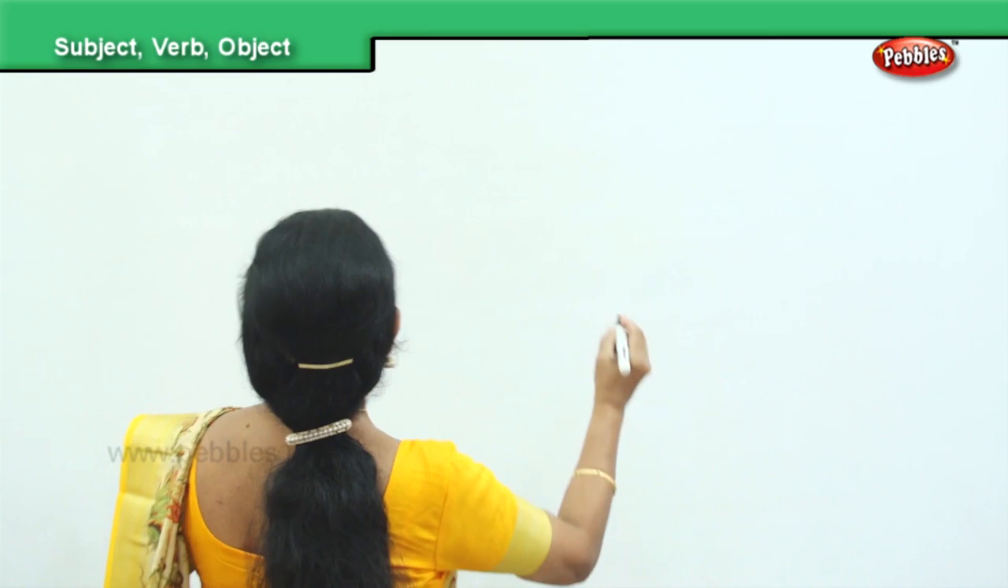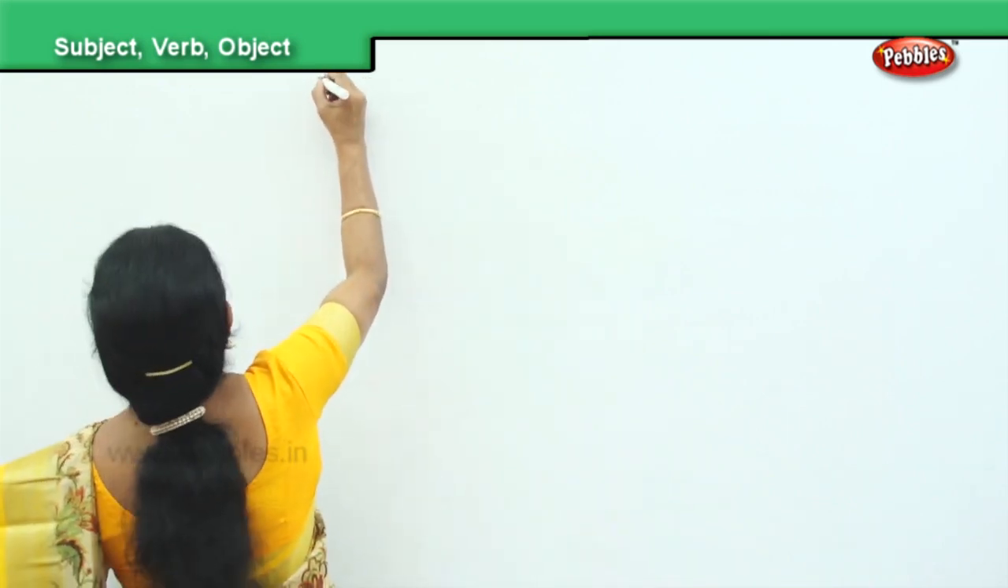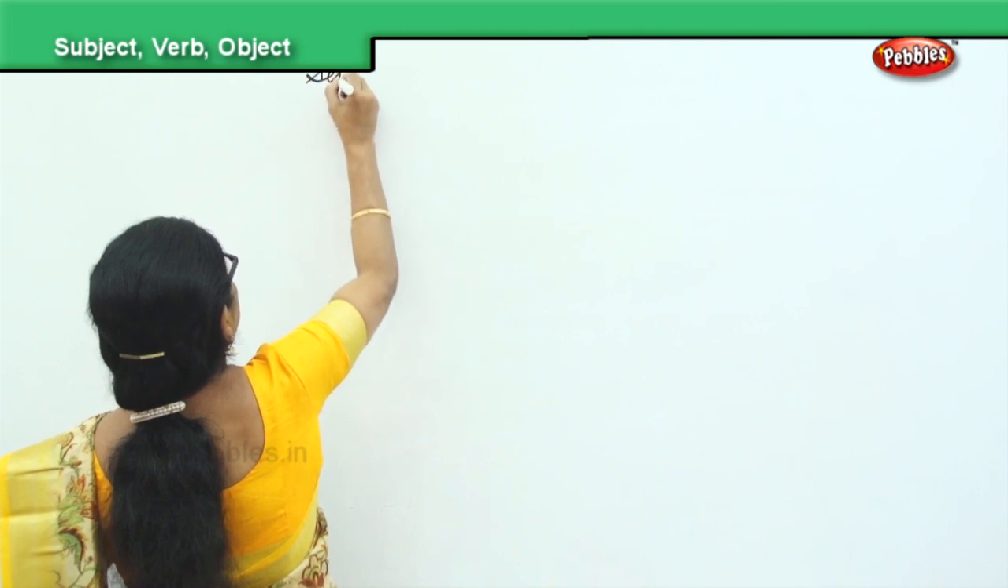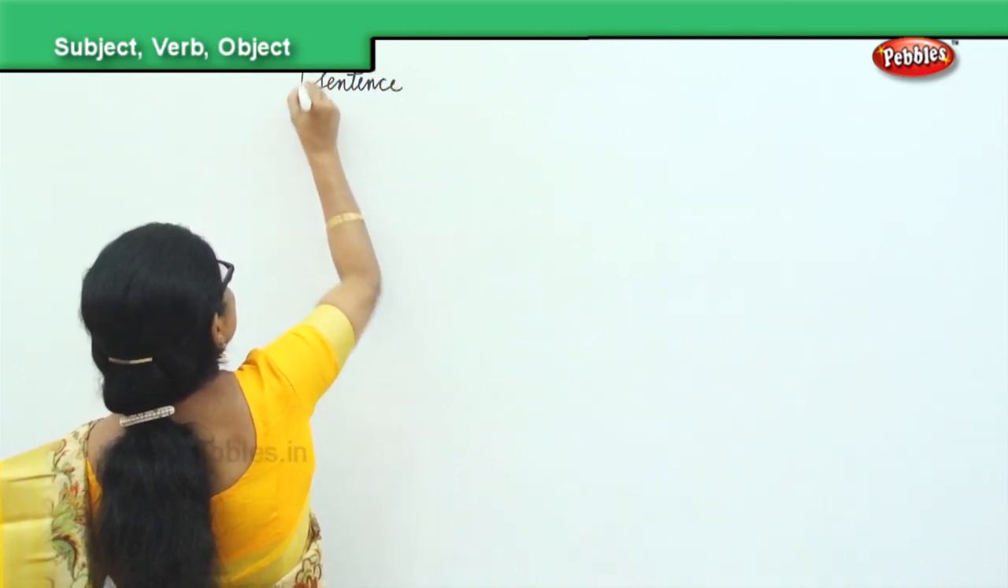Having learned about sentences, now we will look at the parts of a sentence. A sentence has a subject, a verb, and an object. Let's look at that. Now, when you say sentence, we are talking about a sentence.